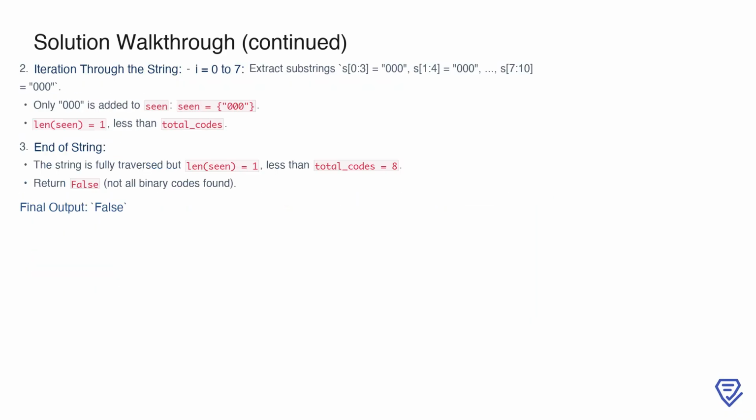As we start iterating through the string, we extract substrings of length 3 from s. For i equals 0 to i equals 7, the substring extracted is always 000, since the entire string consists of repeated zeros. Each time, we add 000 to the seen set, but since it is the same substring, the set remains seen equals {000}. By the end of the string, the size of the seen set is 1, which is far less than the total_codes equals 8. This means the string does not contain all the unique binary codes of length 3, so we return false.